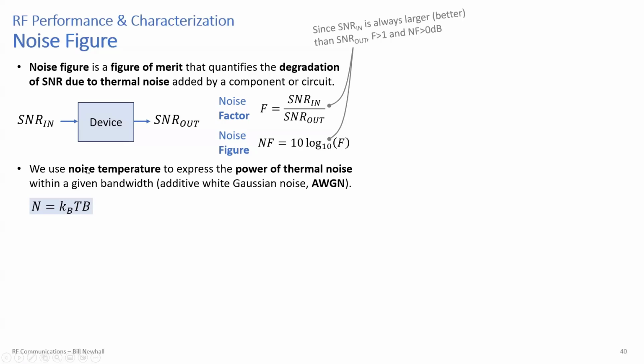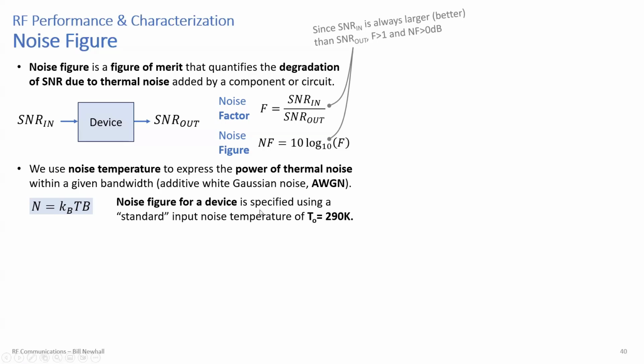So we talked about noise temperature. We use noise temperature to express the power of thermal noise within a given bandwidth. We have AWGN, additive white Gaussian noise, and I introduced this noise power is KTB. So noise figure for a device is specified using this standard input noise temperature. When you have this standard temperature T naught of 290 Kelvin, that's what we use when we're defining noise figure as SNR in over SNR out. Take the dB value.